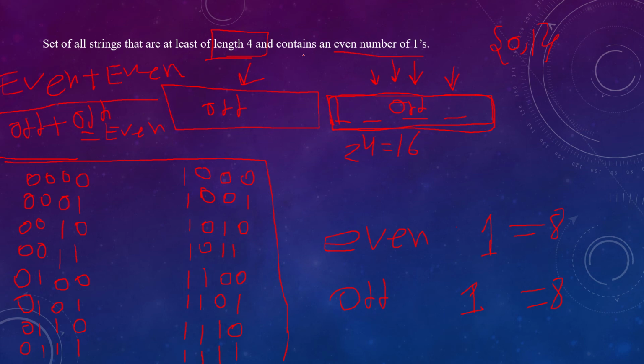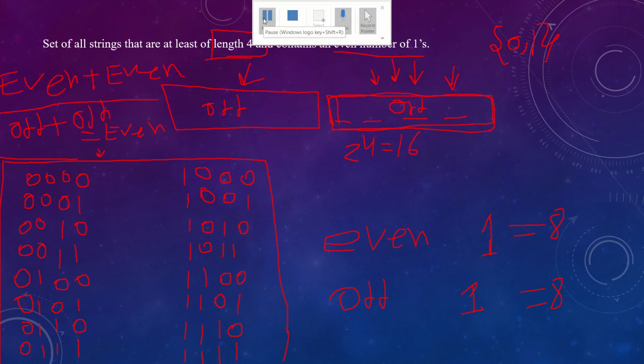So at first let's focus on this even plus even part. For this even plus even part, we have to find the even number of ones from this. So we have to separate these 16 numbers based on an even number of 1s or an odd number of 1s. So let's separate them at first.